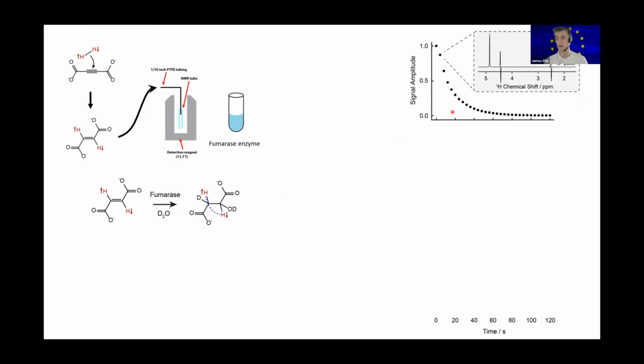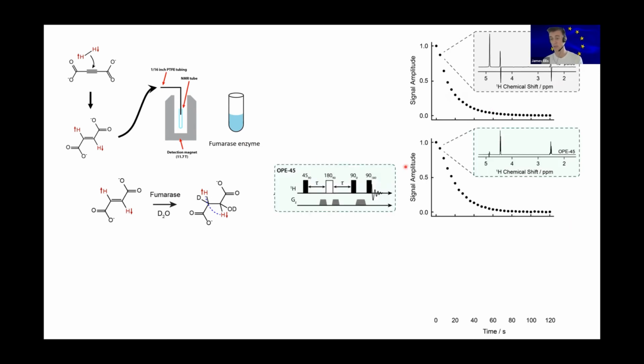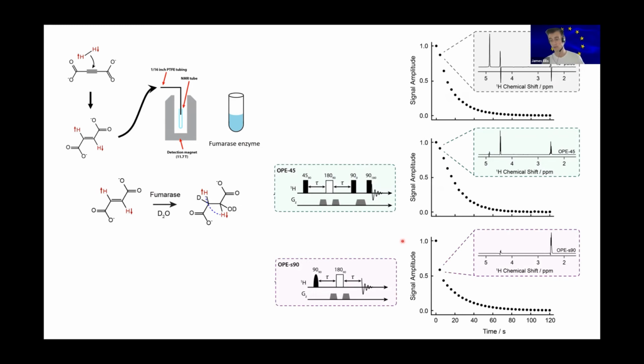So what we're going to do is just apply a 45-degree pulse again and again and again over the course of time. Just in a moment, this axis will make sense. There you go. We do this with a 45 pulse again and again and again, and then we repeat the experiment and use the out-of-phase echo 45 sequence. And finally, we do the same thing with this selective 90 sequence.